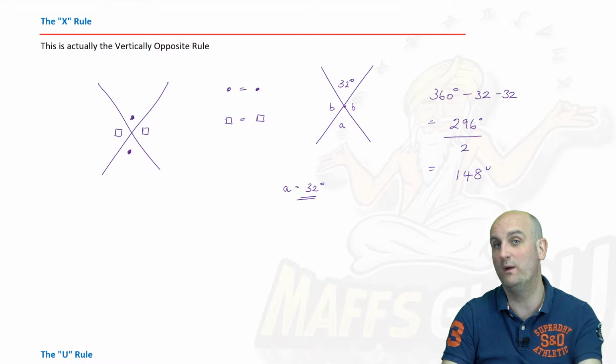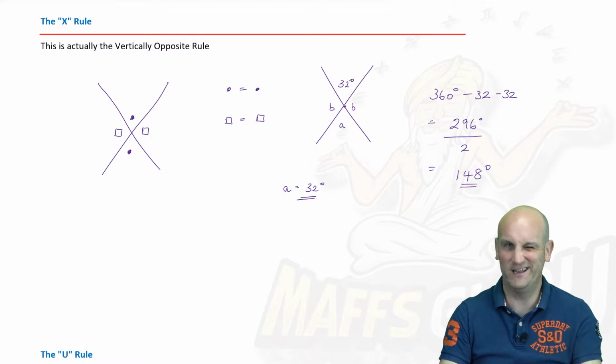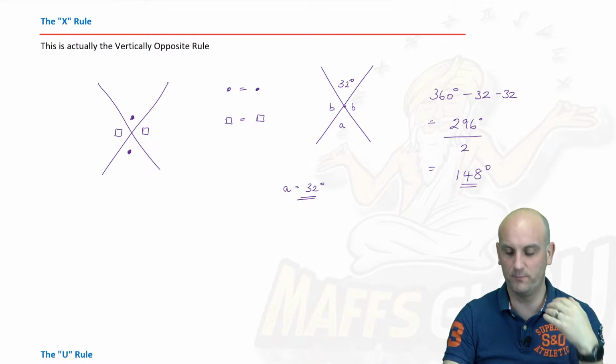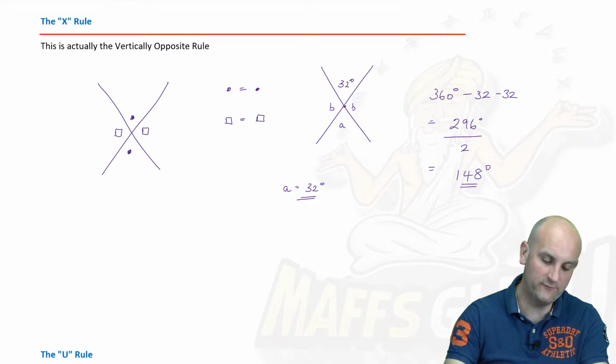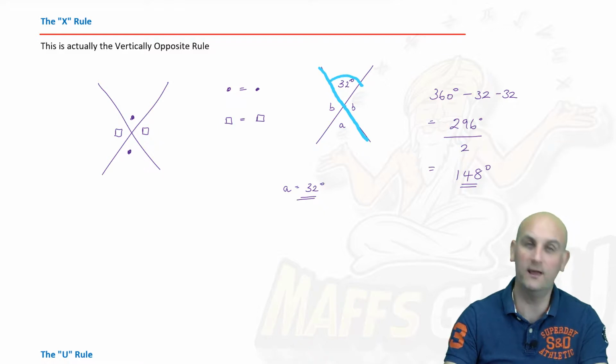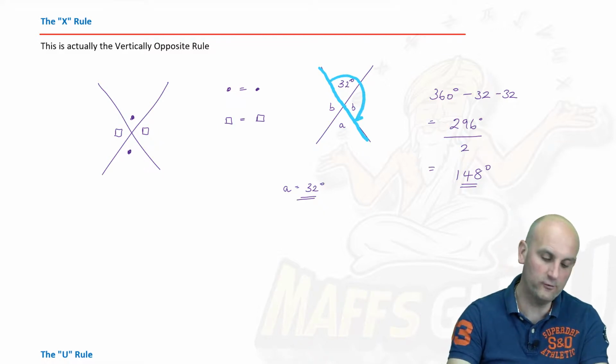That's certainly one way of doing it. I tend to think that's really quite challenging. What I like to do is remember that, in fact, I have a straight line. That is a straight line. And what do I know about angles on a straight line? They add up to, oh yes, 180 degrees.